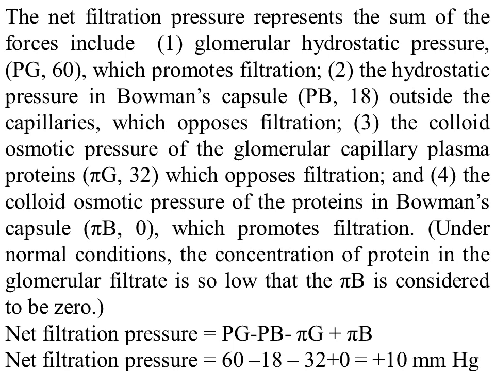So the net filtration pressure is equal to the glomerular hydrostatic pressure, which is 60, minus the Bowman capsule hydrostatic pressure, which is 18, minus the colloid osmotic pressure of the glomerular capillary plasma protein, which is 32, plus 0, which is the Bowman capsule colloid osmotic pressure. In total it equals positive 10 millimeters of mercury, plus 10 for filtration to occur.